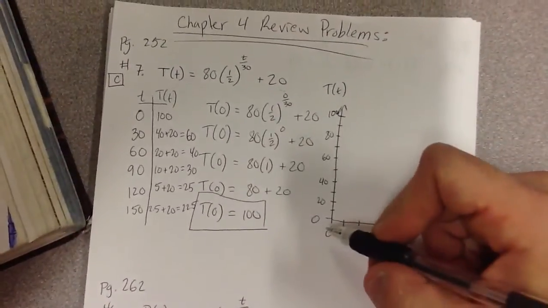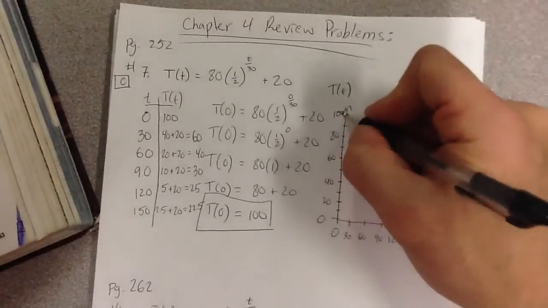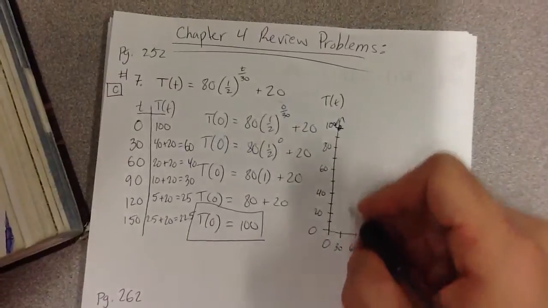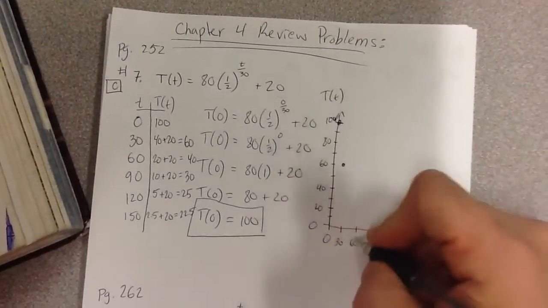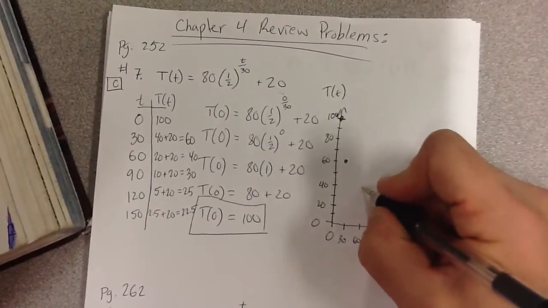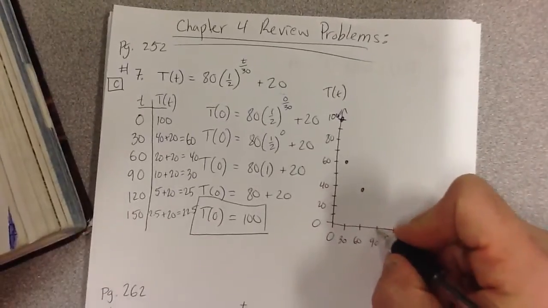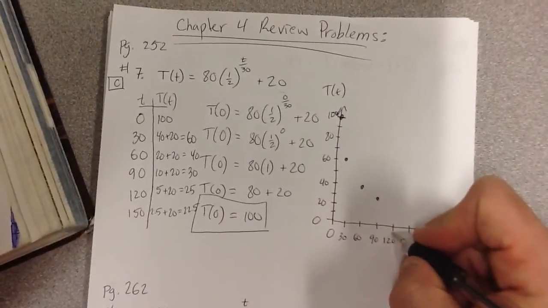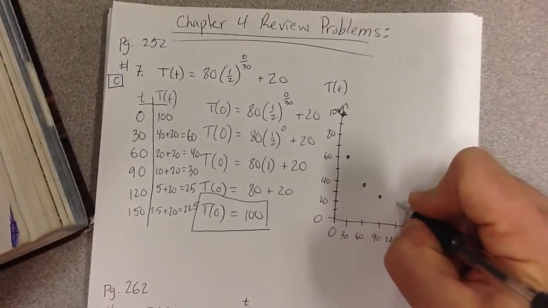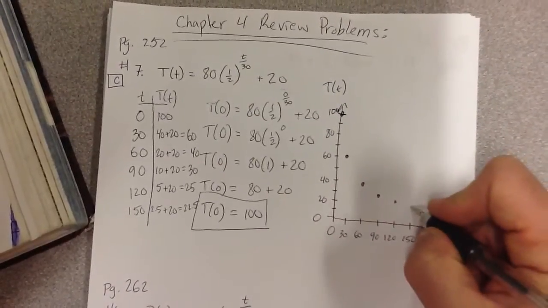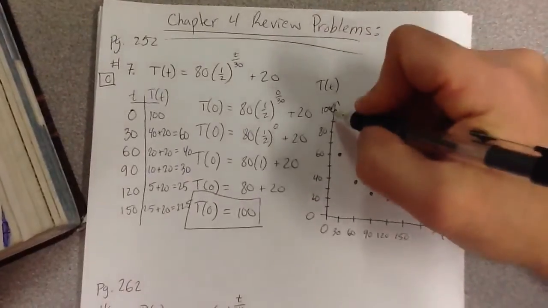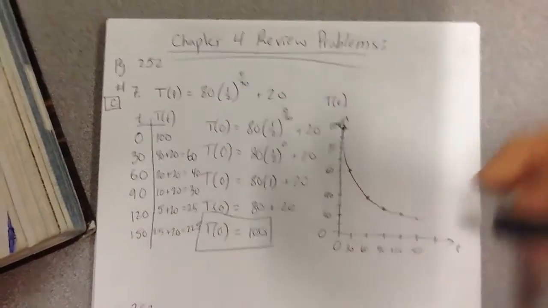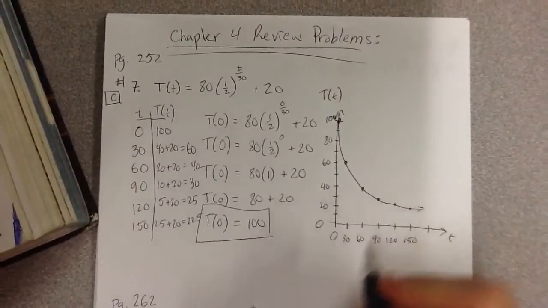So my first point is 0, 100, which is right about here. My second point is going to be 30, 60, which is right about there. My third point is 60, 40, right there. My next point is 90, 30, which is right there. My next point is 120, 25, which is right there. My next point is 150, 22.5. And then it's going to look like this. And it's going to go on forever, like that.